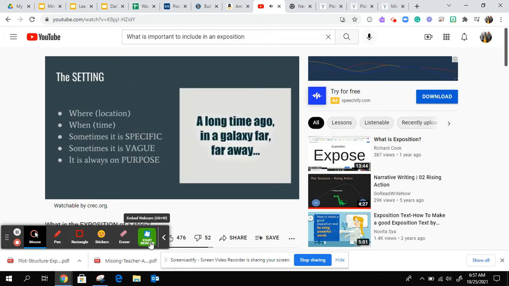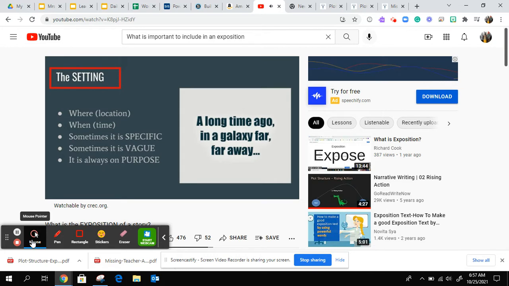So first we have the setting. The setting explains where a story takes place. It also explains when a story takes place. Sometimes it's very specific. For example, Romeo and Juliet takes place in Verona, Italy during the 1300s. Other times the setting is more vague. For example, Star Wars takes place a long time ago in a galaxy far, far away.